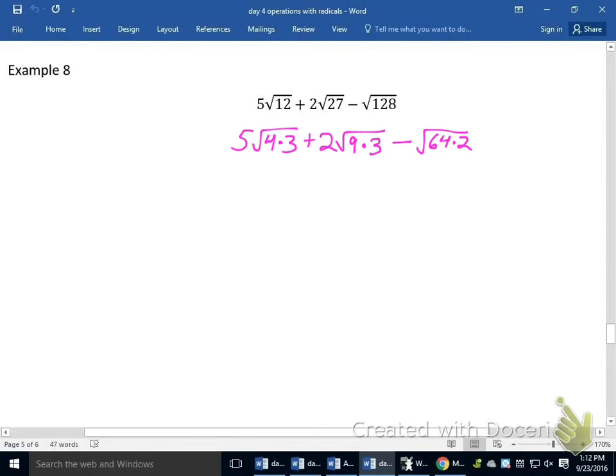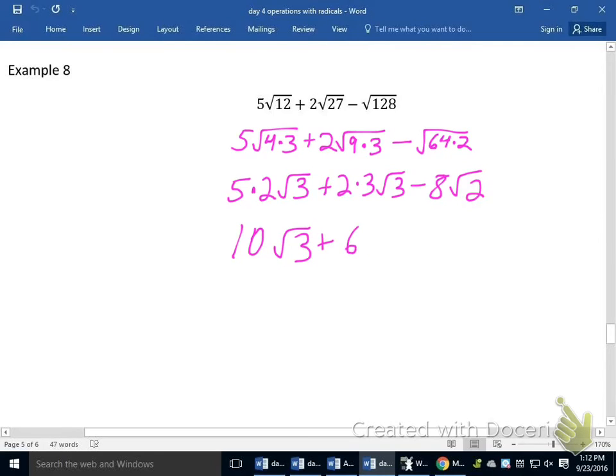Now let's simplify each of these by taking the roots that we can. So the root of 4 is 2. So I've got 5 times 2 times the root of 3, plus, right here I've got the square root of 9 is 3, so 2 times 3 times the square root of 3, minus, the square root of 64 is 8, so 8 times the square root of 2. Simplifying this down now to 10 root 3 plus 6 root 3 minus 8 root 2.